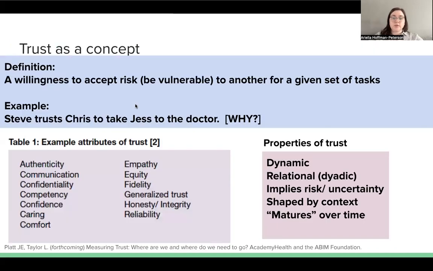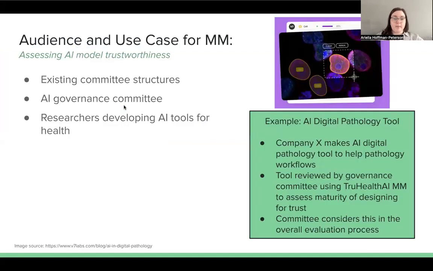So what we wanted to do is create a maturity model using trust as our focus. Trust is a willingness to accept risk or be vulnerable to another for a given set of tasks. So why might we trust a doctor or a healthcare system? Because of the example attributes of trust that they might portray, such as empathy, honesty, integrity, reliability. But trust can be changed over time. It is relational, it's dynamic, and can mature over time. And that's what we want to capture within our maturity model.